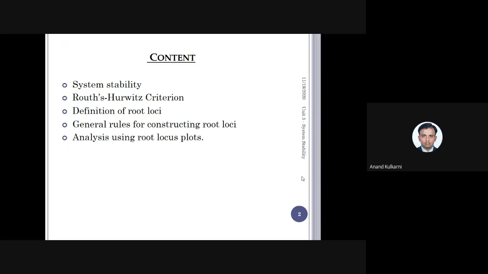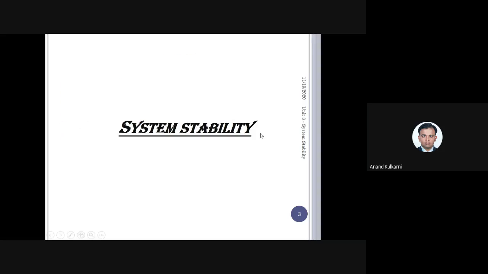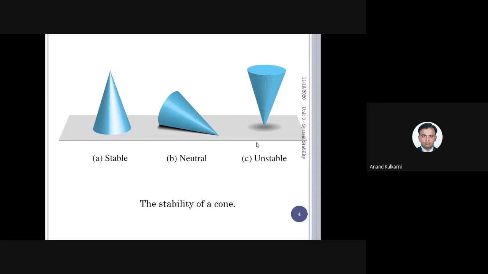Here you can see the contents. First part is system stability. Here we will discuss what is meant by stability. Then how to obtain the stability of the system by using the Routh stability criteria or Routh-Hurwitz criteria, or a more detailed analysis can be conducted by using what is known as the root locus technique. This whole unit deals with stability in time domain, so it is an extension of time response analysis only.